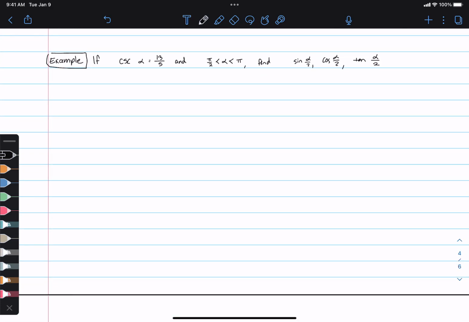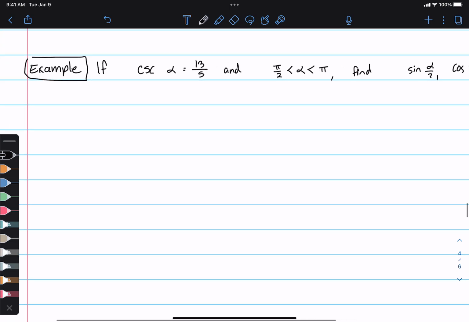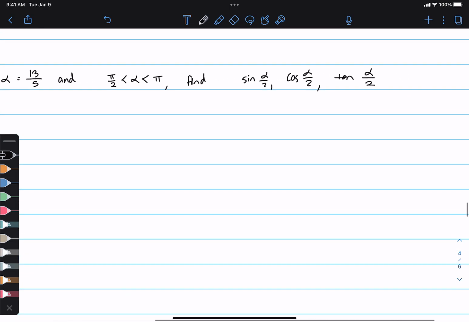So, your next example is going to be finding all half angle trig values if you're given one of the regular trig values for the full angle. In this case, you're given that the cosecant of alpha is 13 over 5, and that alpha is between pi over 2 and pi. And we want to find sine of alpha over 2, cosine of alpha over 2, and tangent of alpha over 2.